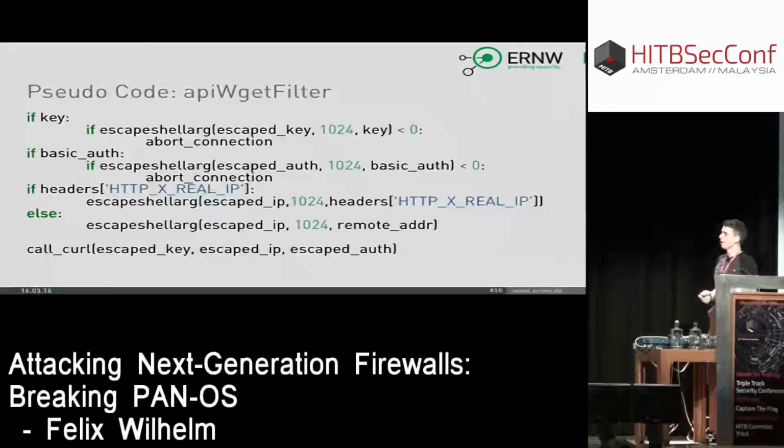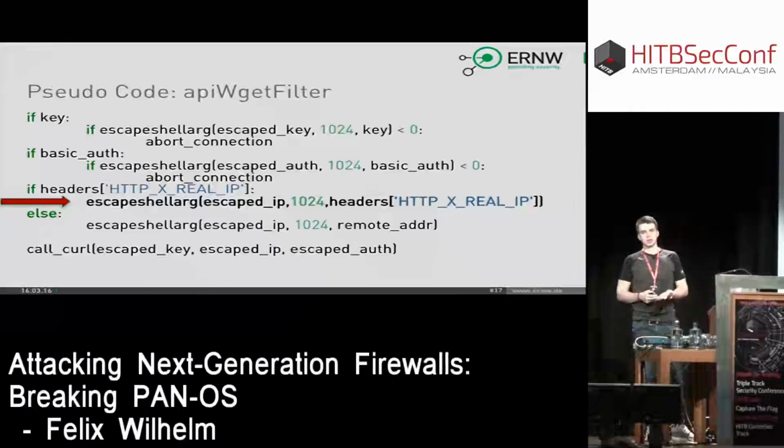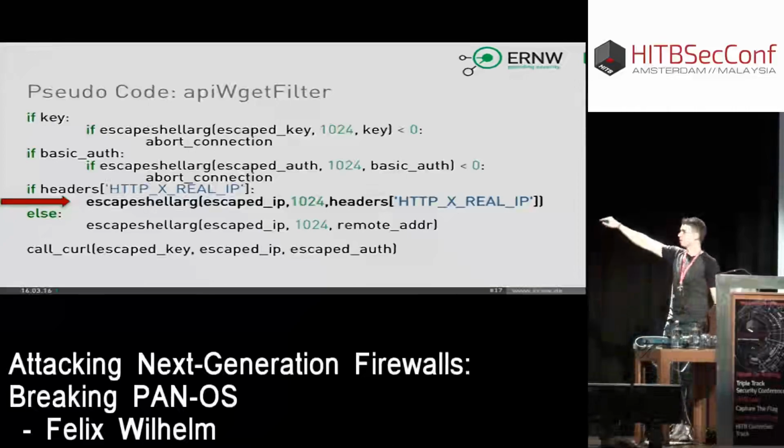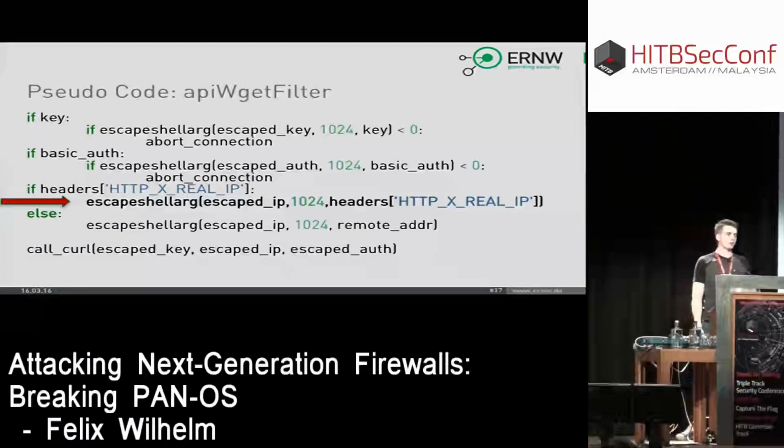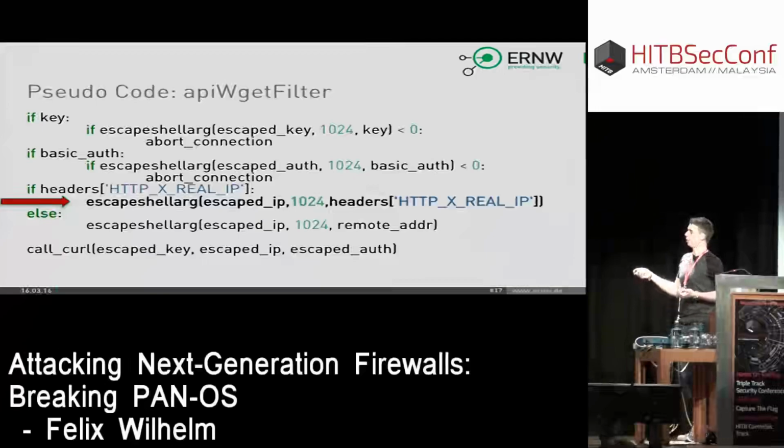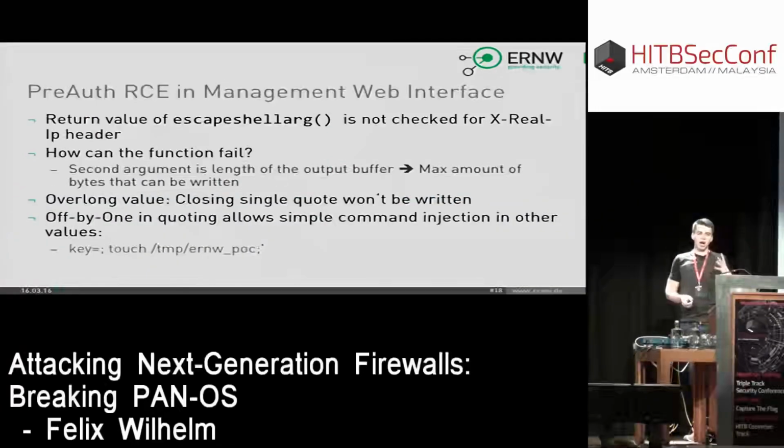Now, interestingly, they also escape this HTTP X-Real-IP header in this line, but they never check the return value. So as you can see, you have this if condition. If the escapeshellarg function fails, we abort the connection, but the developers forgot this check of the return value when escaping the real IP header. So how can we exploit this?